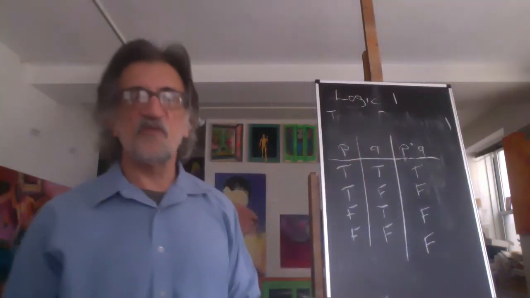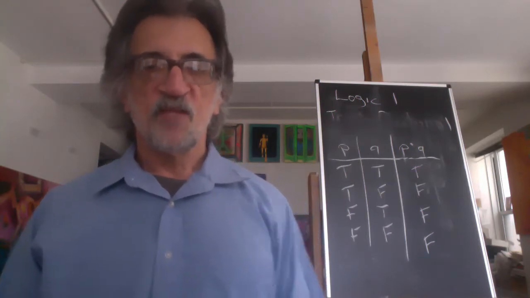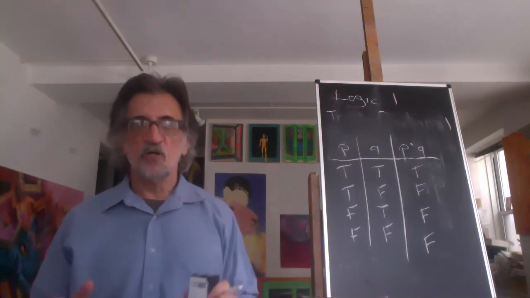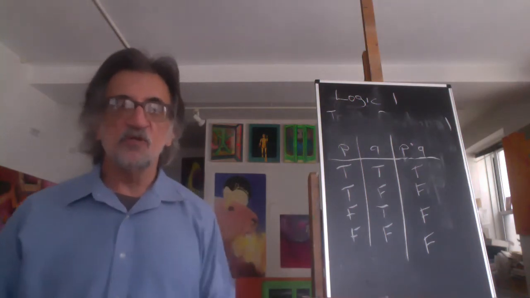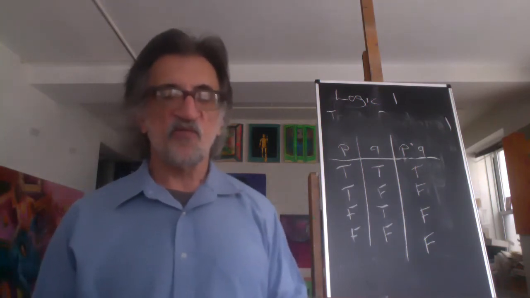And these are the truth values when we define conjunction. The conjunction P and Q is true when P is true and Q is true. And in every other combination, it is false.